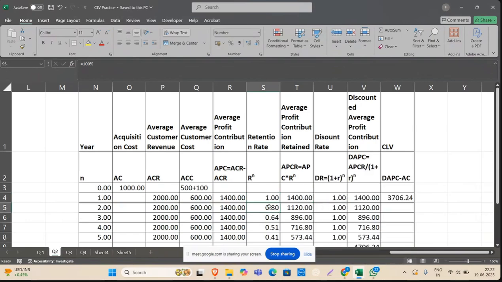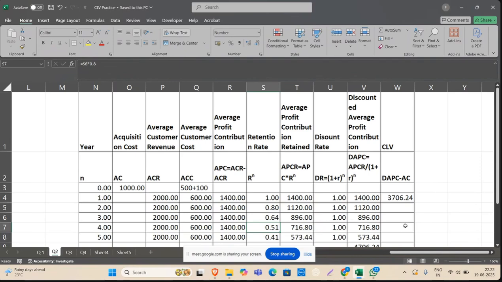And the next year it is 80% of this first year, and then it is 80% of this year. So 0.80 into 80%. That means from 100% it will be 80% of the previous one. This 0.64 is the 80% of 0.80, and 0.51 will be the 80% of 0.64, like that only.